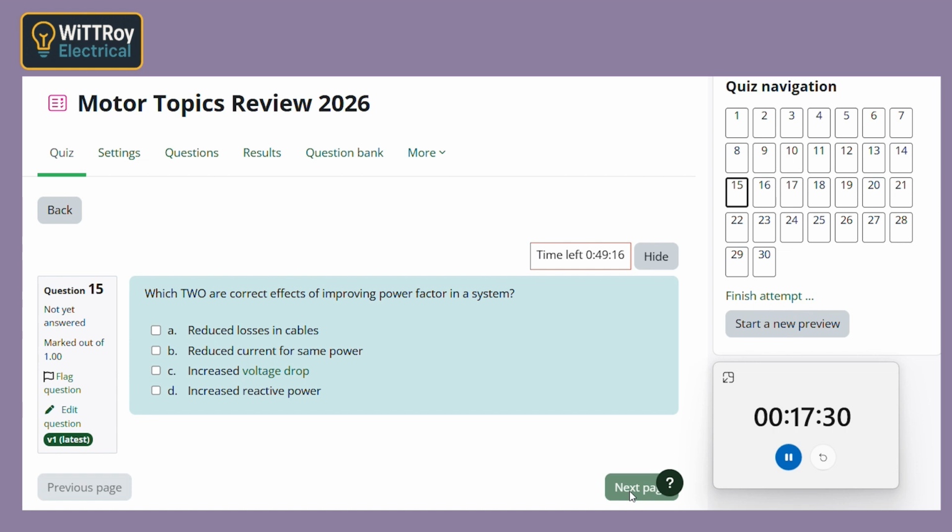Now let's look at the wrong options. Increased voltage drop is wrong because voltage drop generally gets better when current reduces. Since voltage drop is linked to current through the cable resistance. Correct. And increased reactive power is wrong because improving power factor means reactive demand from the supply is reduced, not increased. So this question is really about understanding the flow-on effects of lower current. Exactly right. Question 16. A universal motor is commonly used in portable tools. How is its speed typically controlled?